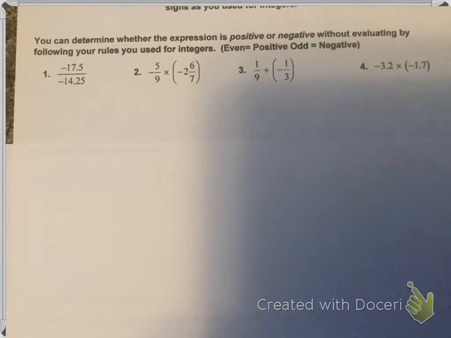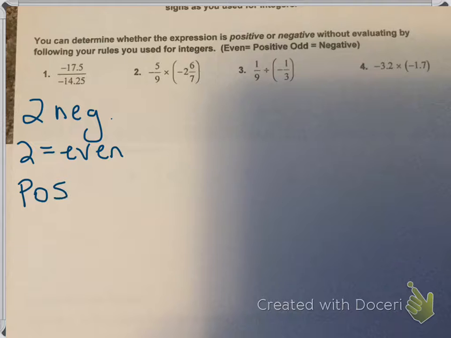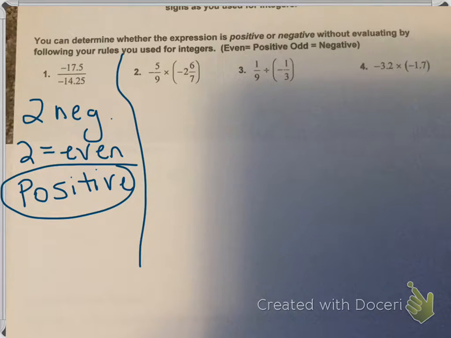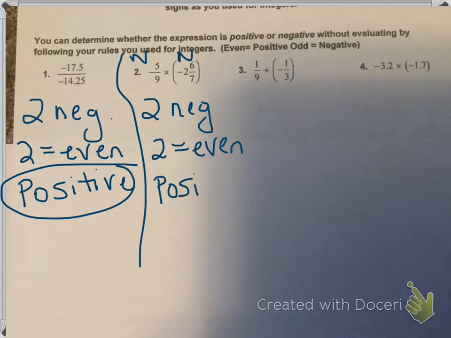Okay, so if you look at number one, on number one you have two negatives. Two negatives. And the number 2 is an even number. So my answer here is going to be a positive answer. Okay, that's all we're asking you to do on this first part. It says to determine whether the expression is positive or negative without evaluating. On number 2, I have a negative and a negative. Again, I have two negative numbers. 2 is even. So my answer for number 2 is also positive.